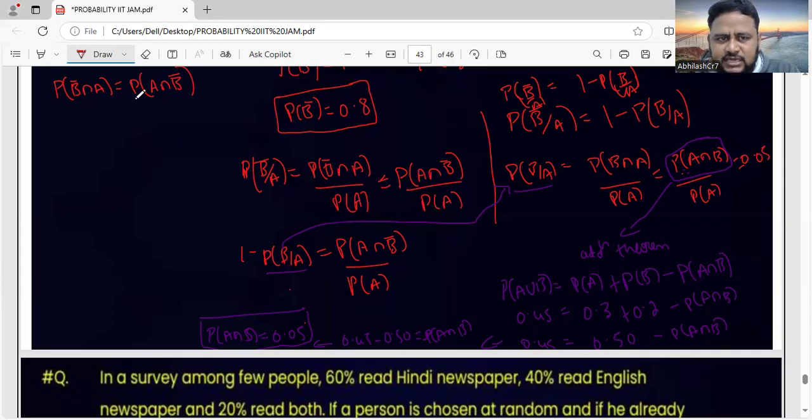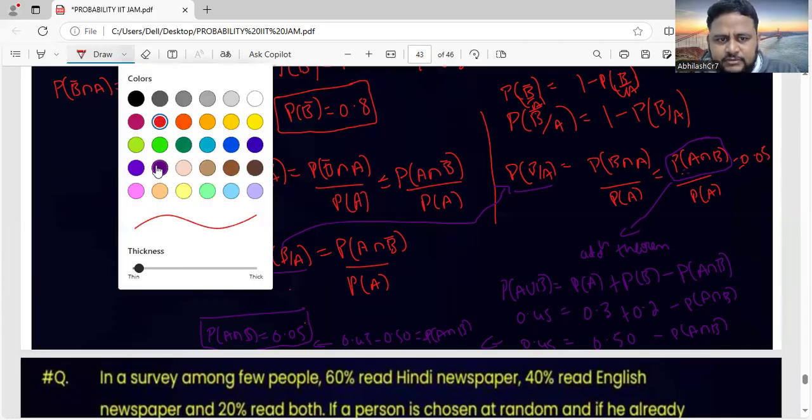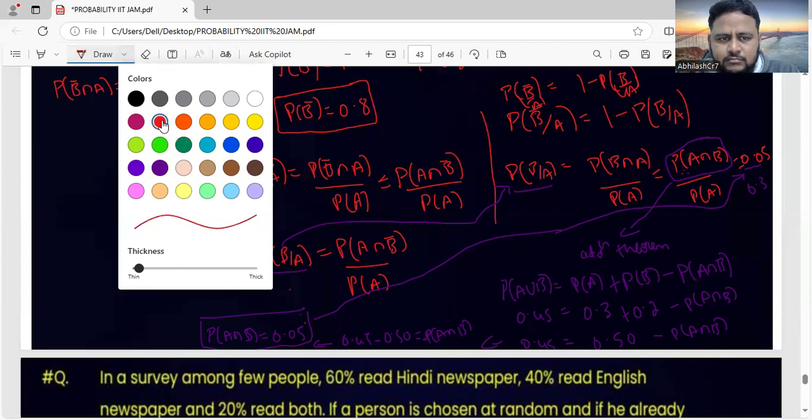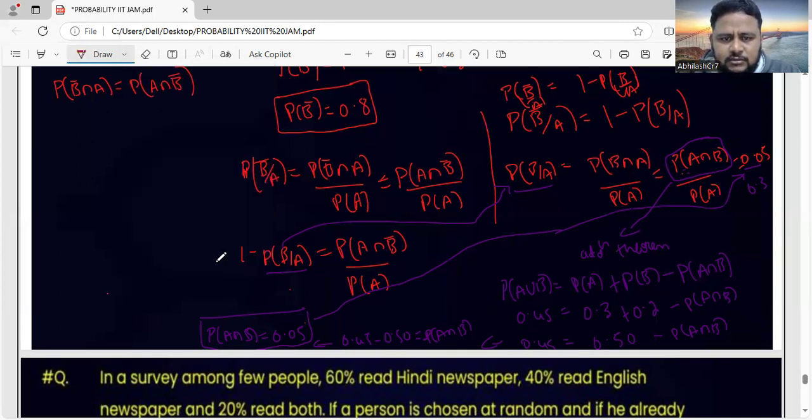Okay, let me use that color itself so that you understand. Okay. So we got it here as 0.05 divided by probability of A. What is probability of A? Probability of A is 0.3. Okay, this value we got it. So this I'll put it here. Probability of B by A is nothing but 0.05 divided by 0.3. Okay, I'm writing it here.